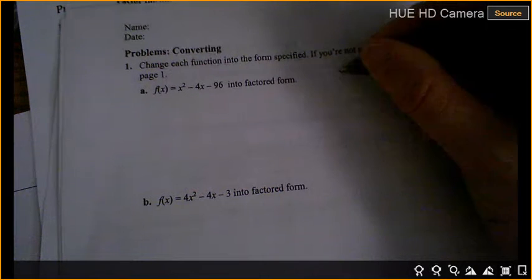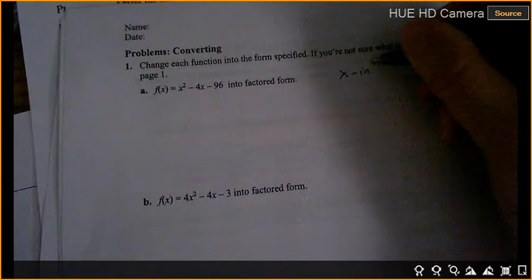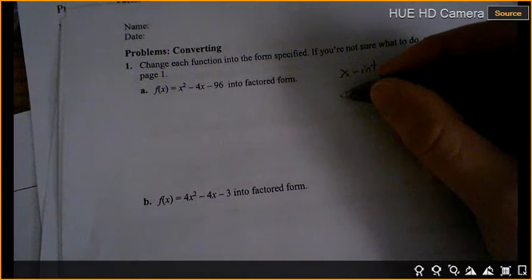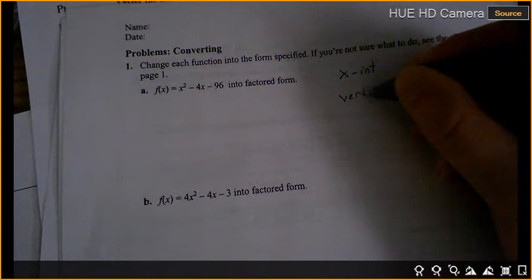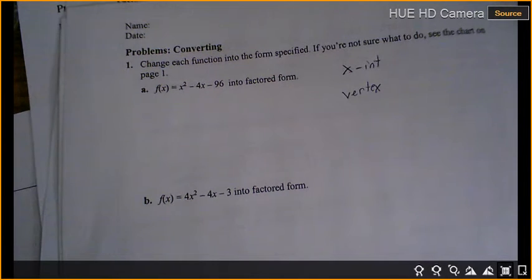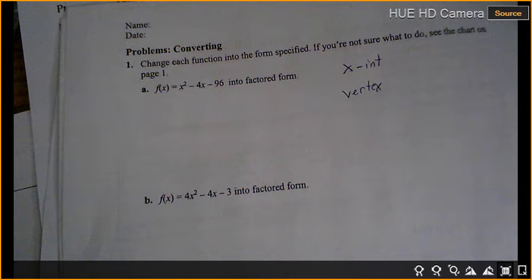We're going to talk about finding the x-intercepts. We're going to be talking about the vertex. And if we can find both of those, we're in pretty good shape. We can also talk about finding the y-intercept. The axis of symmetry is just the x value of the vertex. So I'm in pretty good shape. Okay.